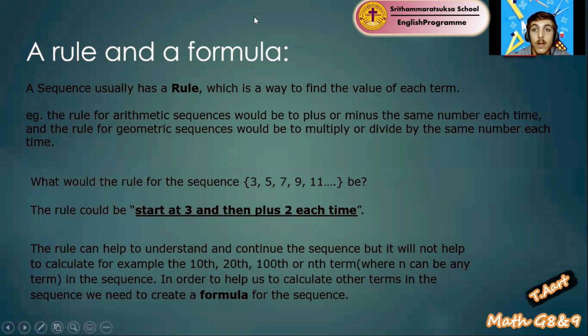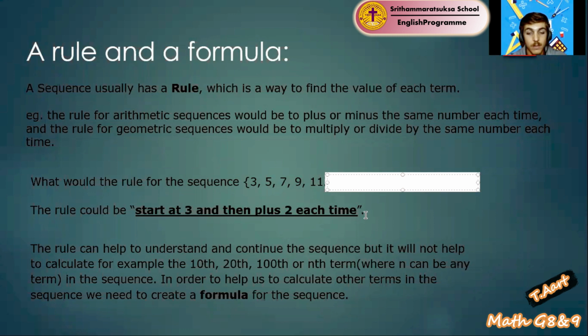We could, if we wanted to calculate the 10th number, just carry on and keep adding 2 each time. So the next one would be 13. Next one would be 15, 17, 19, 21. I think that's 1, 2, 3, 4, 5, 6, 7, 8, 9. So the 10th term is 21.